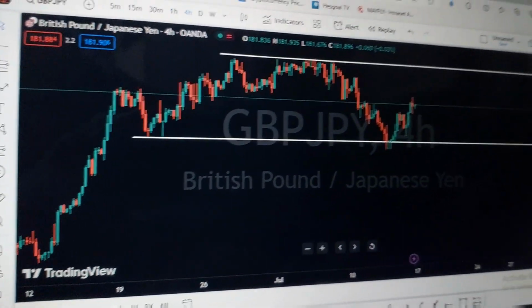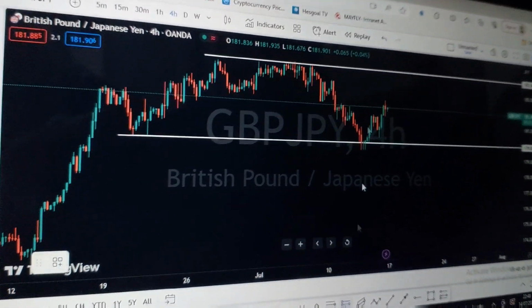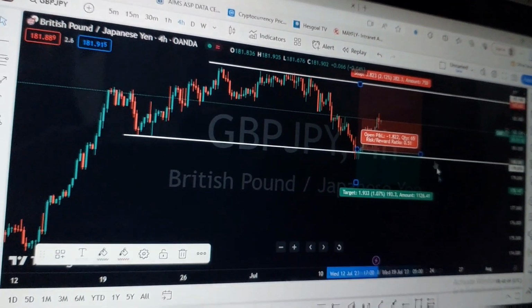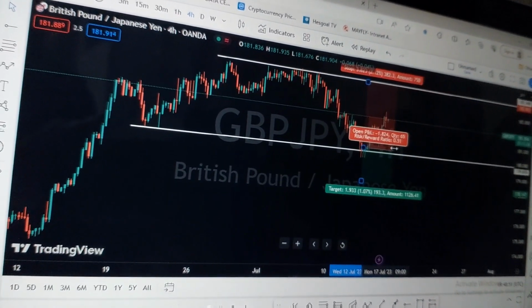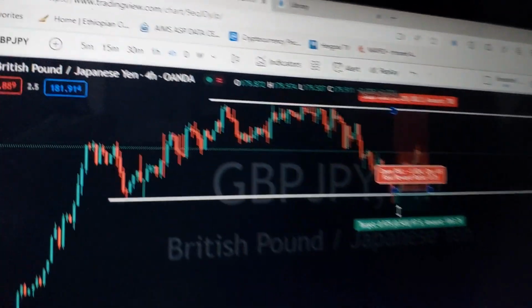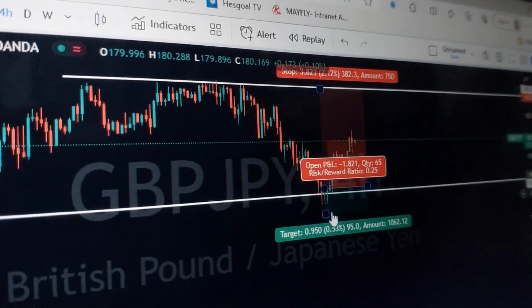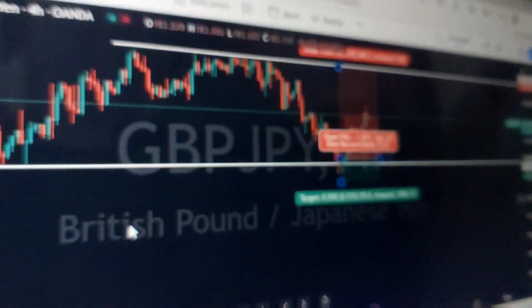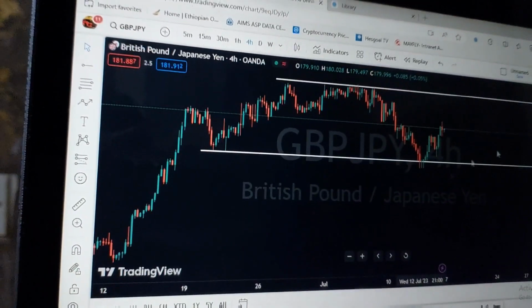Probably you would have set your buy orders at this place here and expect your take profit there, and probably put your stop loss there. So that's how you would analyze the market. But for now, we're waiting for the market to reach there and see whether we can get another entry.